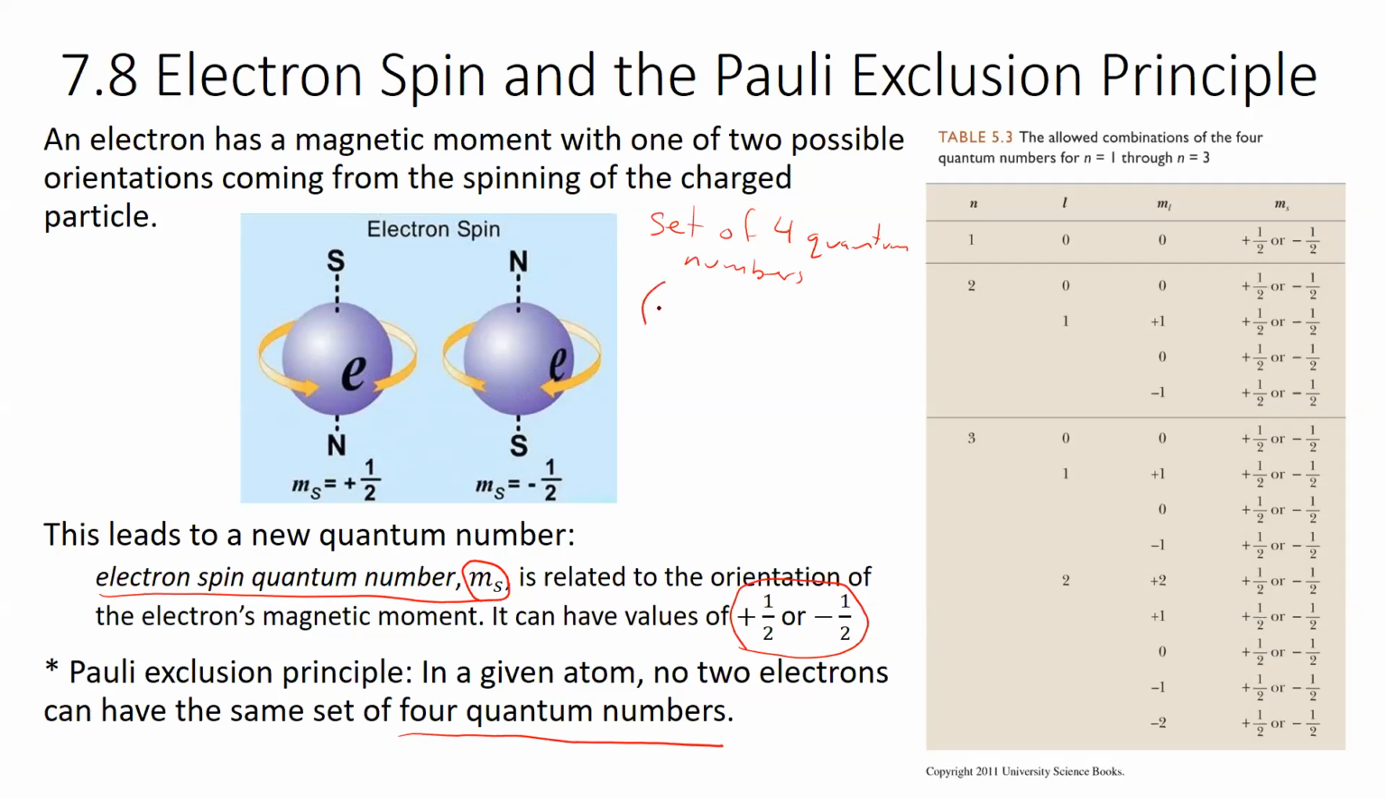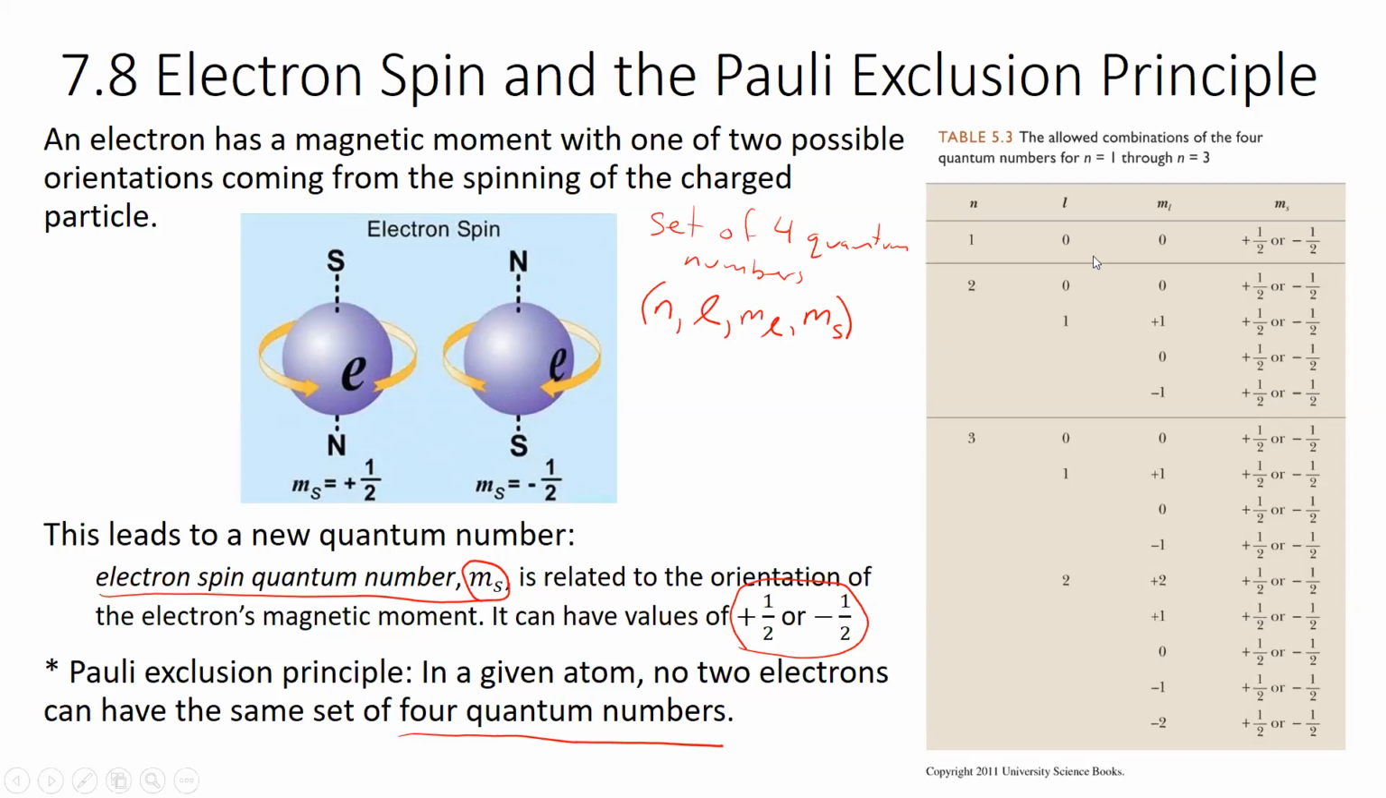So you have n, l, m sub l, right? And then you have m sub s, okay? Your n, l, and m sub l describe the orbital in which the electron resides. The m sub s describes the spin of that electron, so the plus 1/2 or minus 1/2 will be the spin.